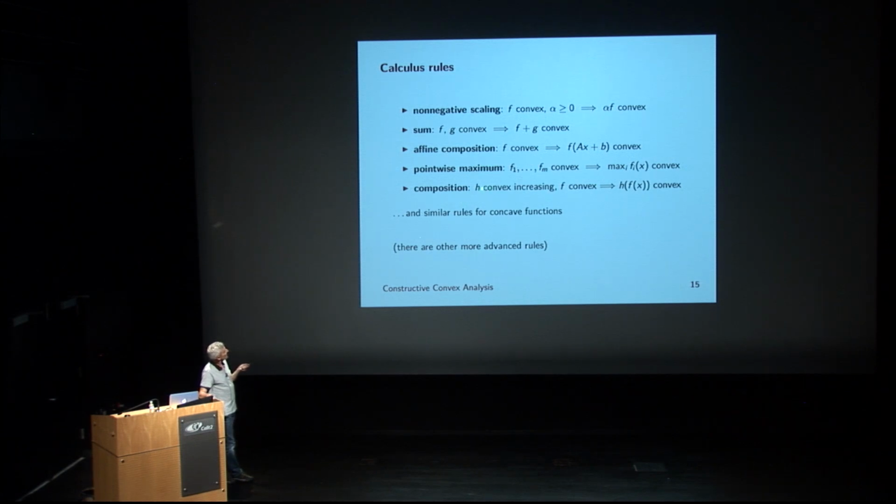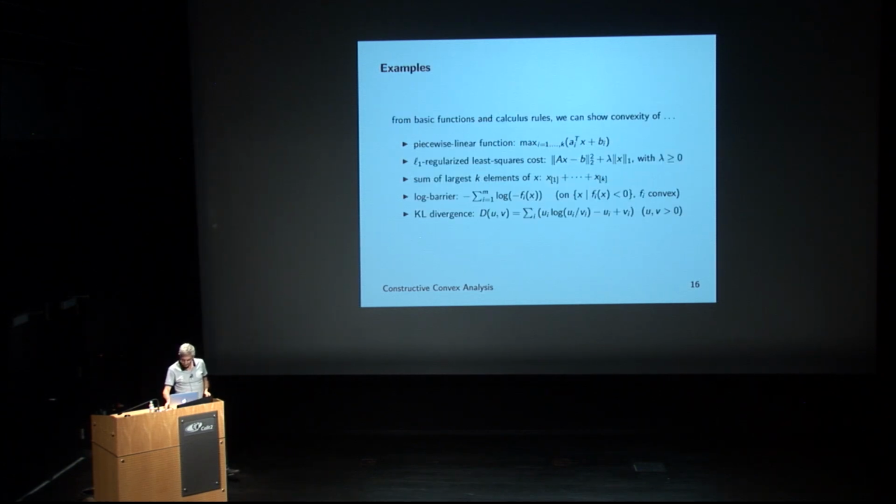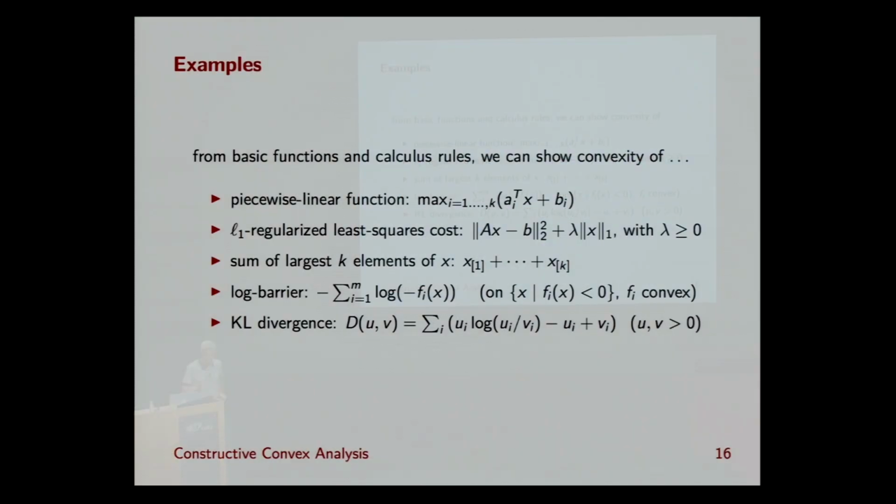It says that a convex increasing function of a convex function is convex. So if you have h of f of x, that's convex. And there's similar rules for concave. There's a few more advanced rules, but the truth is these are really mostly the ones you need to know. Okay? Actually, well, let's look at some examples first, and then you'll see something even cooler.